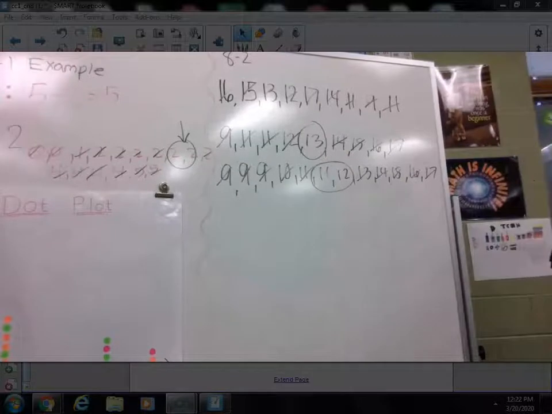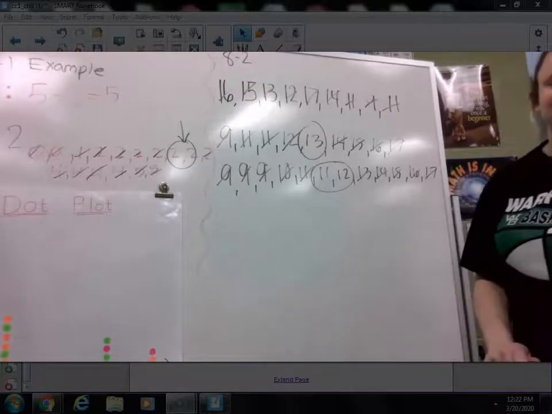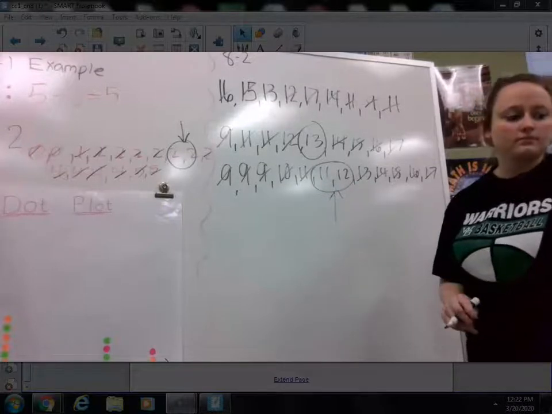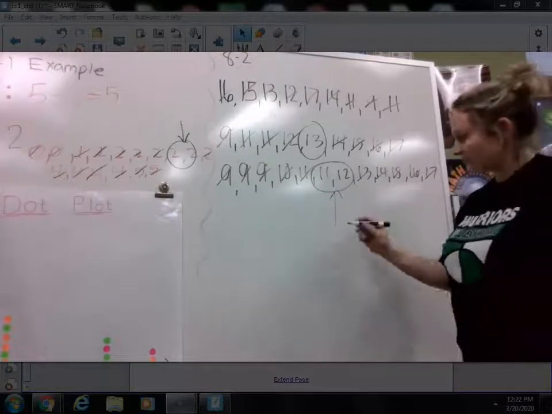Uh-oh, we have 2 numbers now. We have an 11 and 12, and both of those are in the middle. So what is halfway between 11 and 12? Everybody?